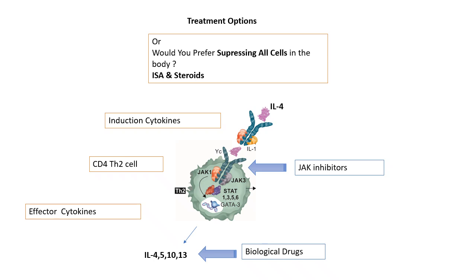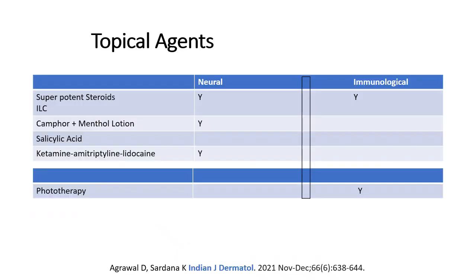And so I'm going to now show you the different therapeutic drugs based on the core immunology of this disease. So the topical drugs are listed here, and usually the drugs are classified into two forms: the neural inhibiting drugs and the immunological inhibiting drugs. So steroids work probably in both.